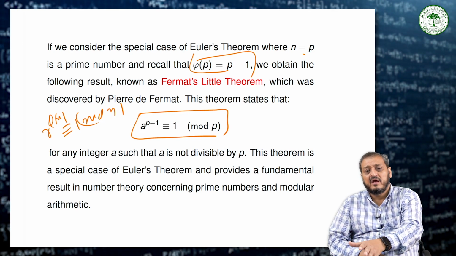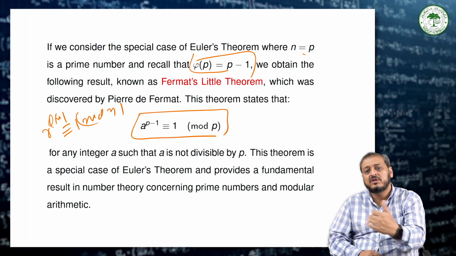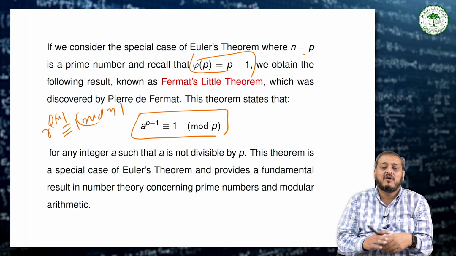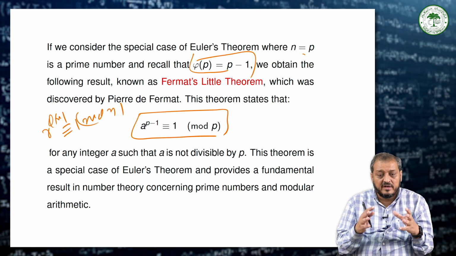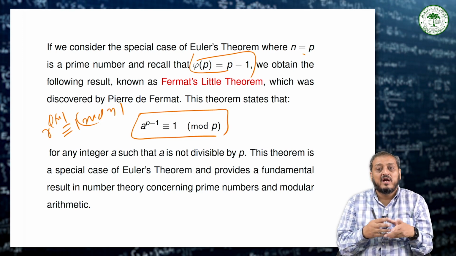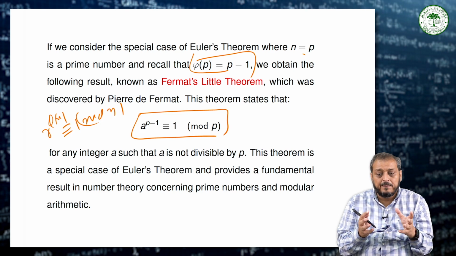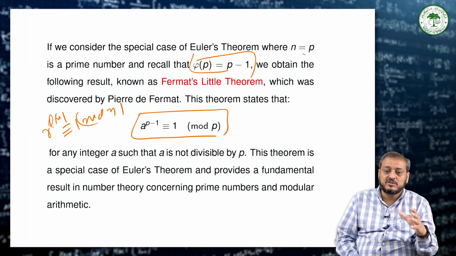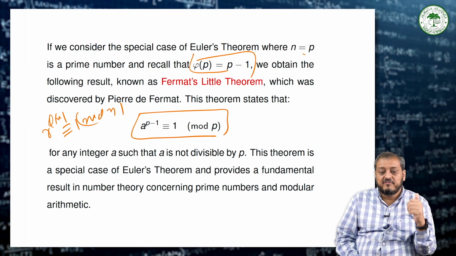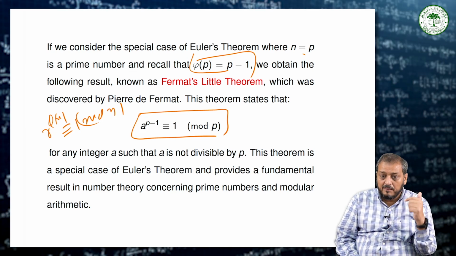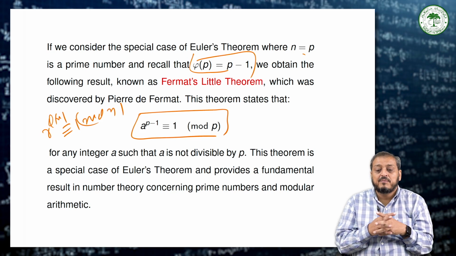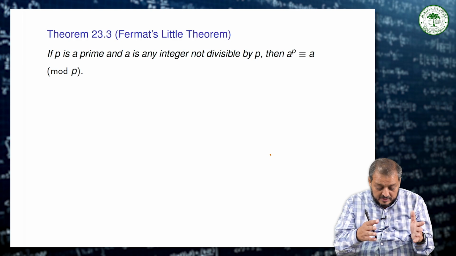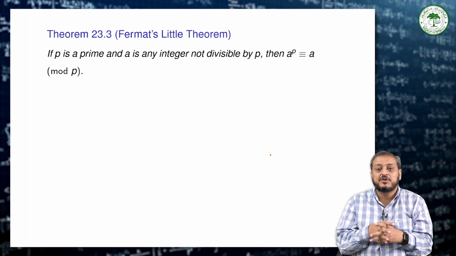In place of n we write p, and using the definition phi(p) is equal to p minus 1, for any integer a such that a is not divisible by p. This theorem is a special case of Euler's theorem and provides a fundamental result in number theory concerning prime numbers and modular arithmetic. So now we have to state Fermat's little theorem.